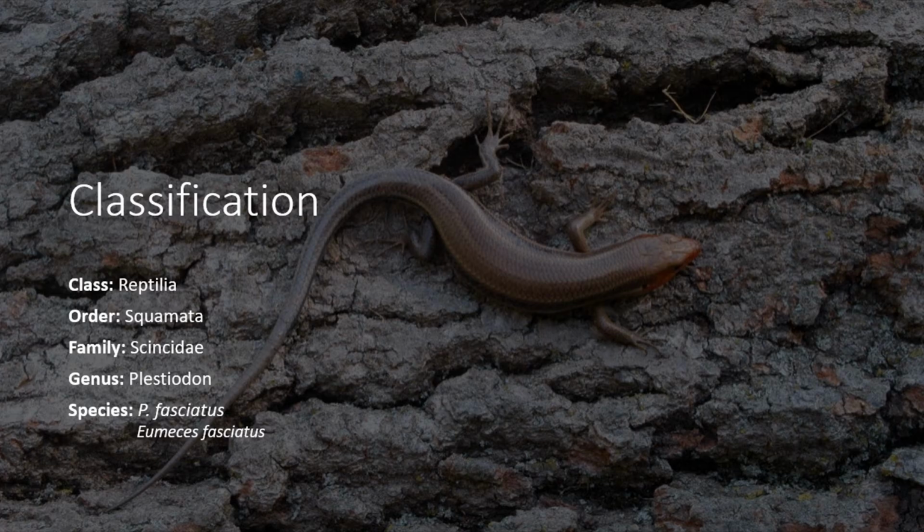Here's the classification of this species. It's a squamate reptile in the Scincidae family, commonly known as the skink family. The genus is Plestiodon, which is composed of medium-sized oviparous skinks. The full name is Plestiodon fasciatus. A common synonym is Eumeces fasciatus. The species has no subspecies.